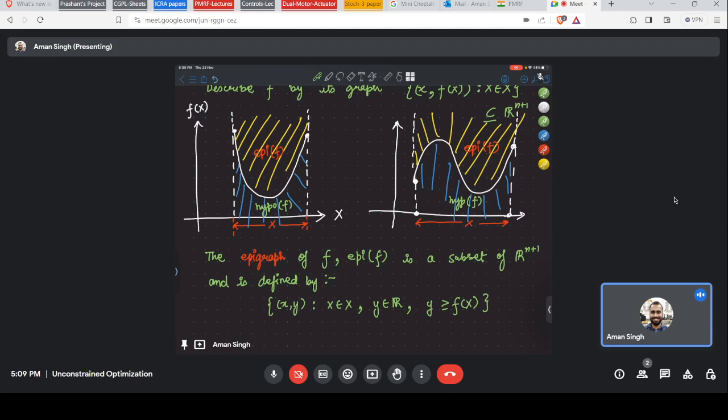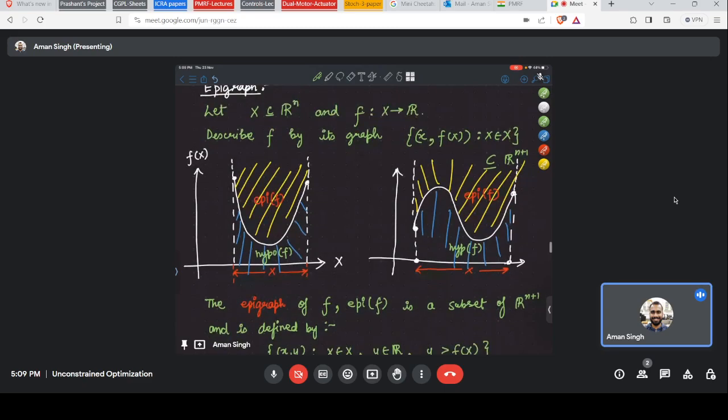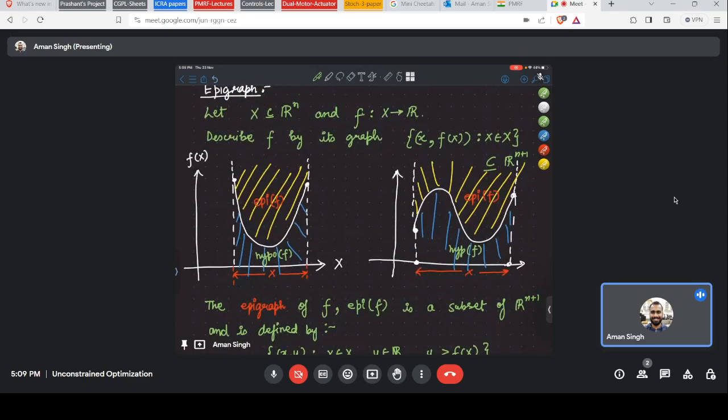We'll look in the next lecture at why epigraph is important and how it is used to characterize convex functions. The lecture ends here. I'll upload the proof of the two theorems that I discussed later, and you can look at it. If you have any questions, you can ask me. Thank you.